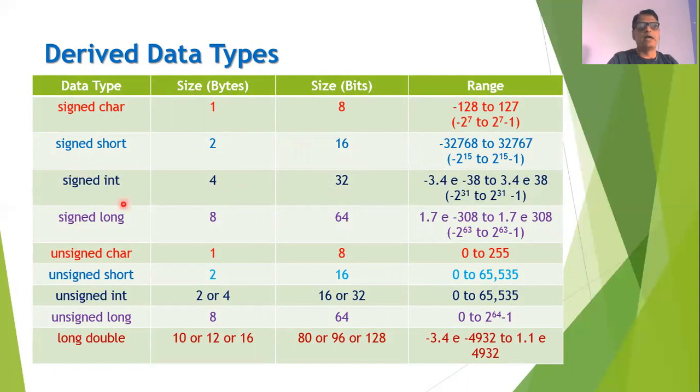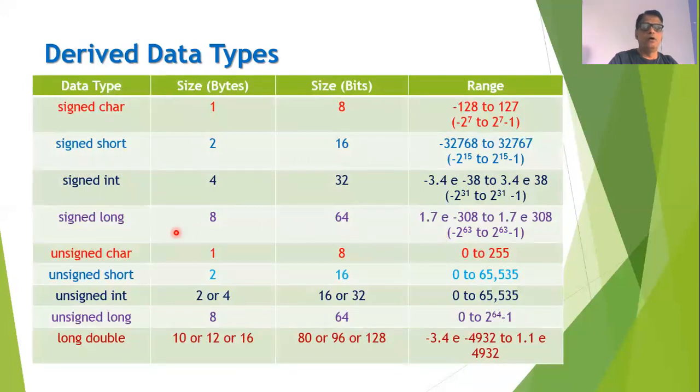In case of signed integer, you will find that there will be a size of 4 bytes, that is 32 bits, and therefore the range will get enhanced. In case of signed long, you will find that the size is further enhanced to 8 bytes, that is 64 bits, and therefore the range of the numbers is also enhanced.